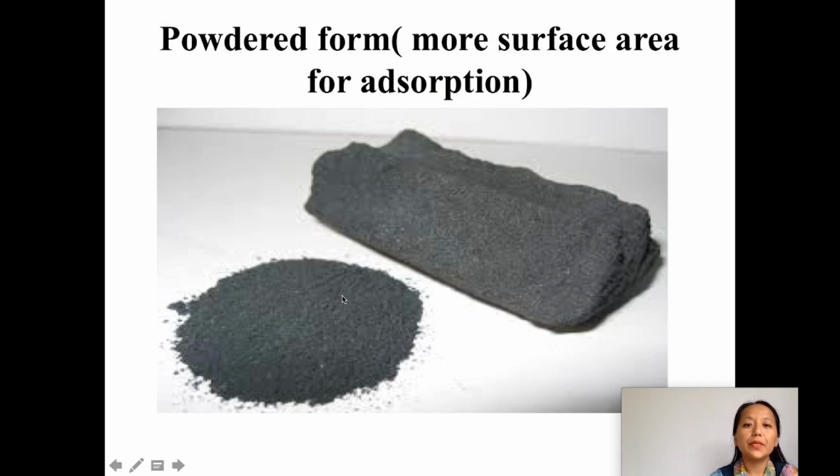Now this can be explained with this picture. Here I've taken the example of charcoal, the one which is in the form of a big piece and the one which is in the form of powder. The one which is in the form of powder has more surface area available for adsorption, whereas in this one, only the outer surface area is available for adsorption. That's why the smaller the size of the adsorbent, the more is the surface area available for adsorption.